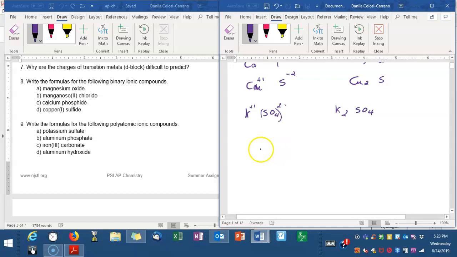And then aluminum phosphate. Phosphate is this. Aluminum is a 3+, this is a 3-, so that's it. They don't need anything else.